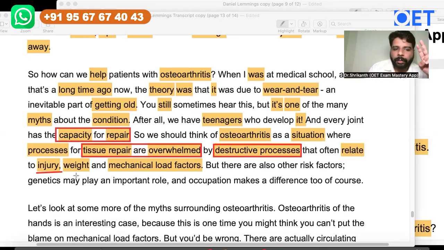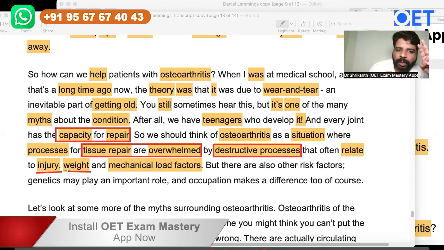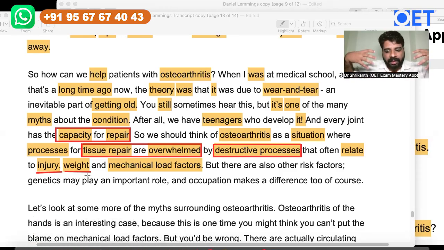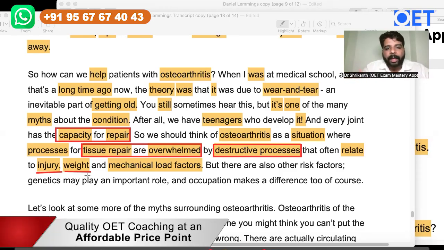Now, what is the second situation? The second situation is body weight. The patient is very, very obese. So the patient's body is trying to repair itself, but the patient is very obese. So the patient's body is overwhelmed. It cannot repair itself. And also mechanical load factors.